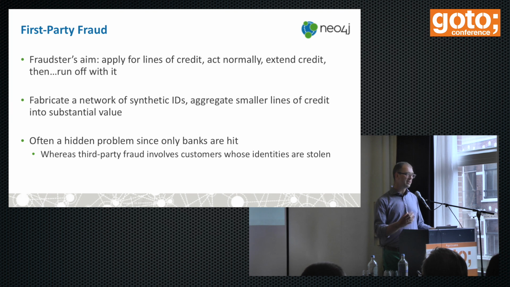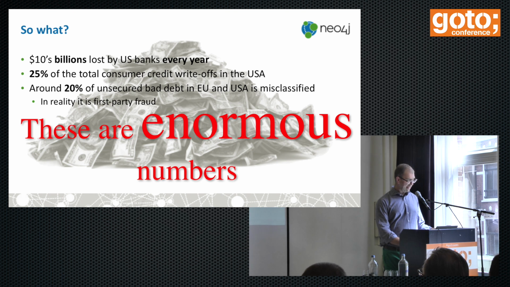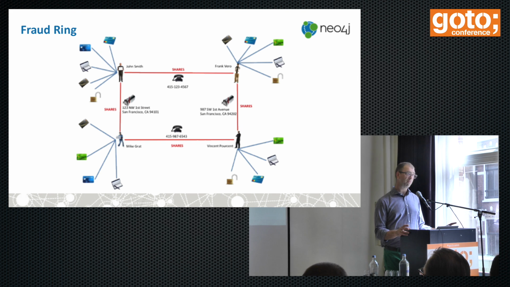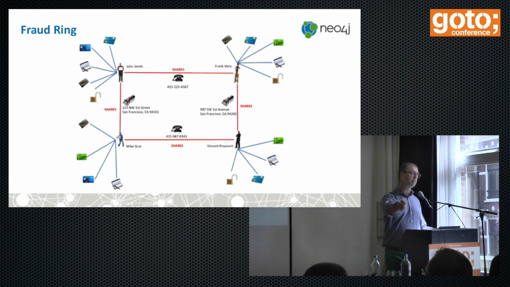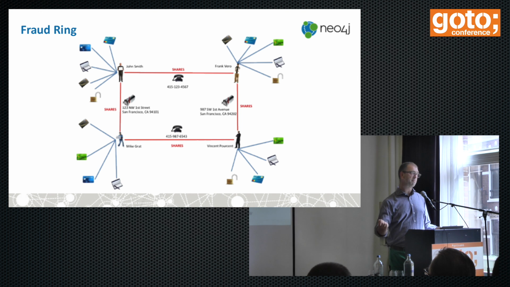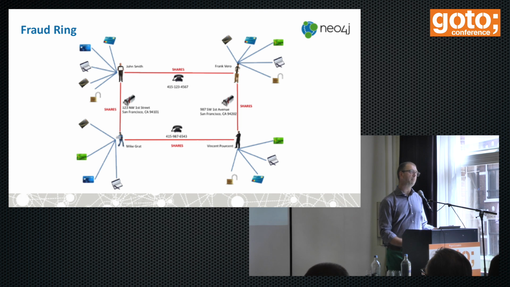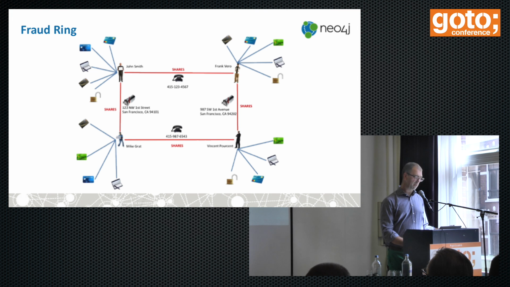People don't read about it a lot because it's one of those things that the banks try to shut up about. They don't really want to talk about it because they're the only ones that are hit by this. This is a big problem for lots of financial institutions. It's a big problem in enormous numbers, and it's a network problem. We usually don't think of it that way. We think about individual transactions, individual credit lines, individual assessments, and that's what's causing the problem. We don't look at the complex ring of fraud that actually exists here.